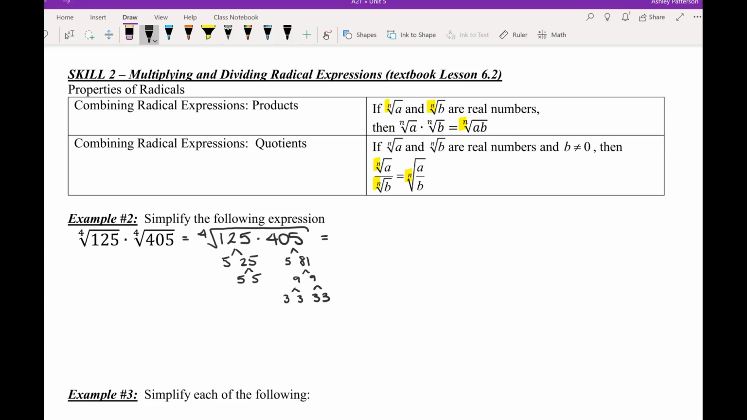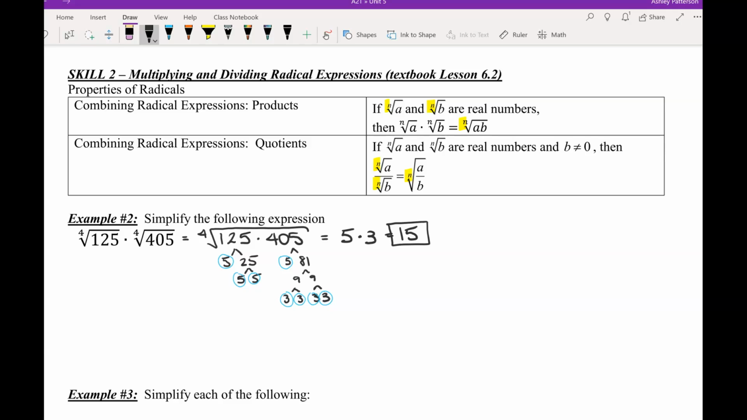Okay, so pulling out groups of 4. Remember, the index tells you the number of terms that you need. So in this case, 4. Well, I've got 1, 2, 3, 4 5s, so I can pull out one group of 5. And then we've got 1, 2, 3, 4 3s, so we can pull out one group of 4 3s. And that's it. There's nothing left over. So this simplifies down to 15.